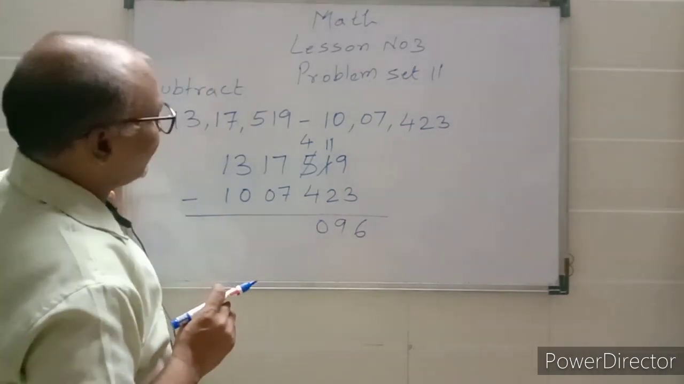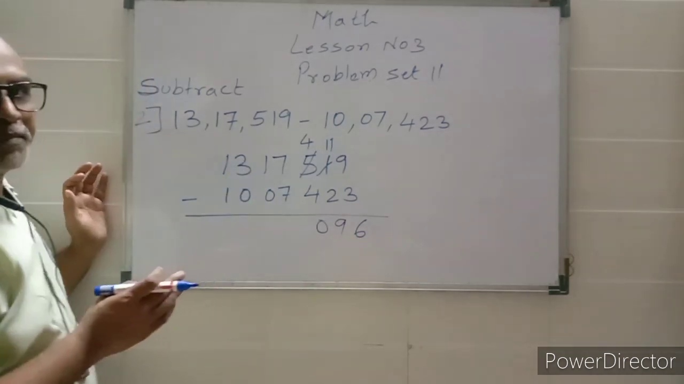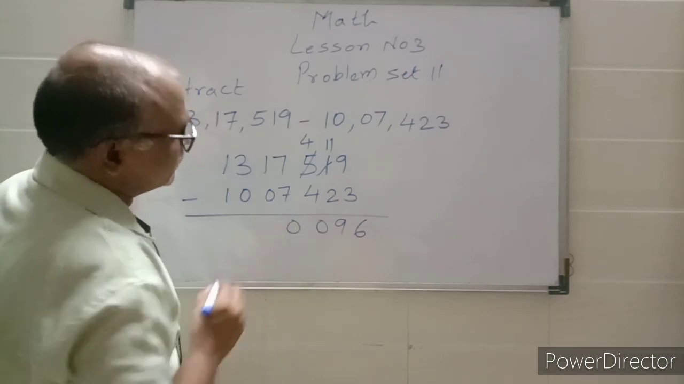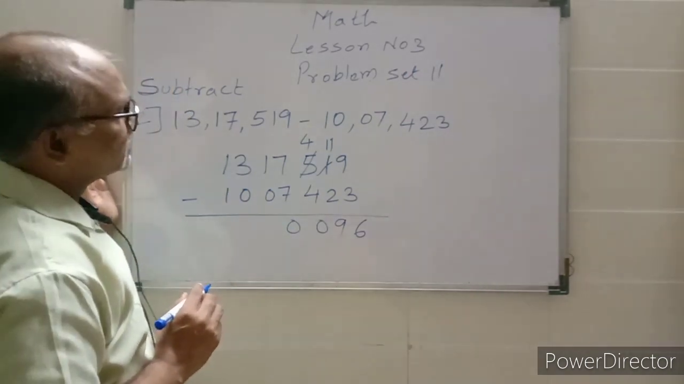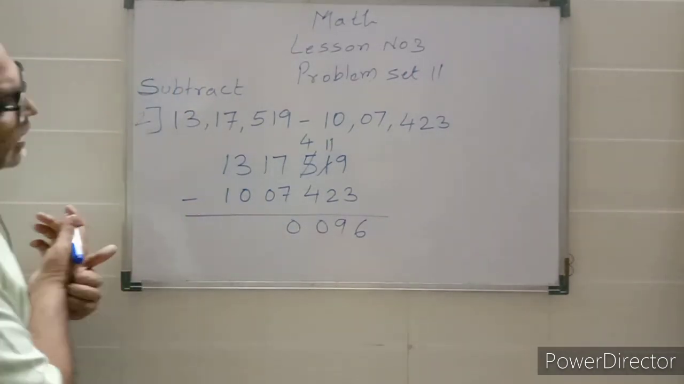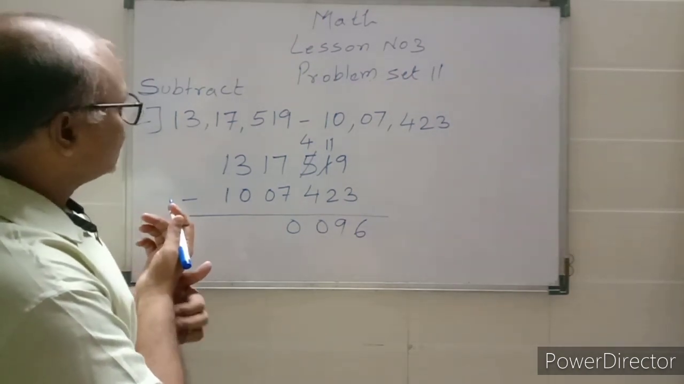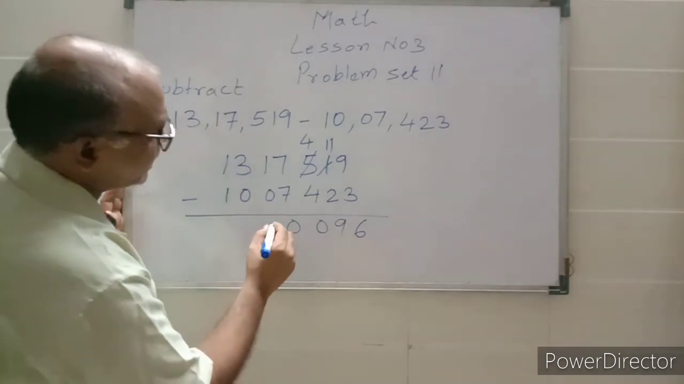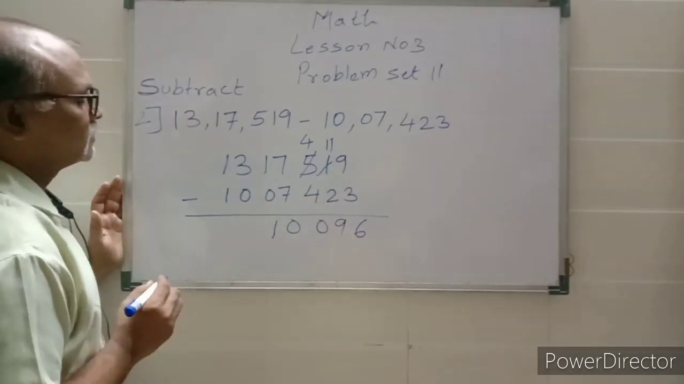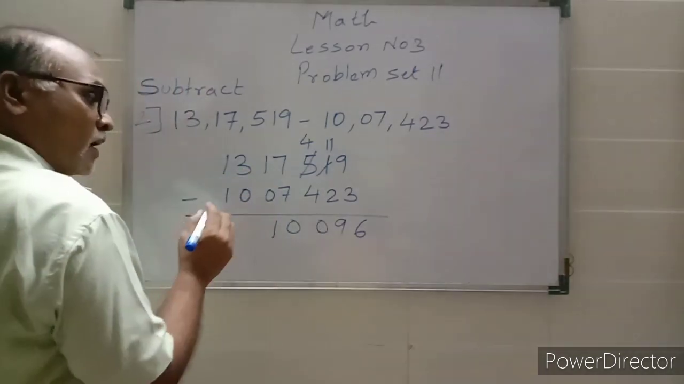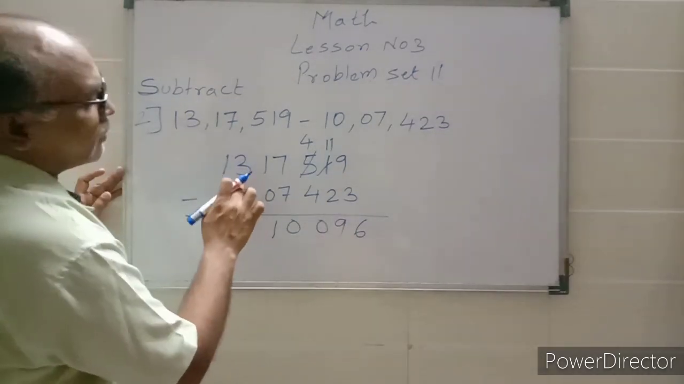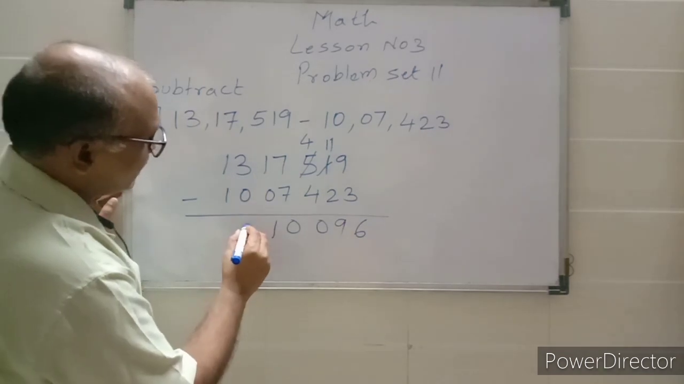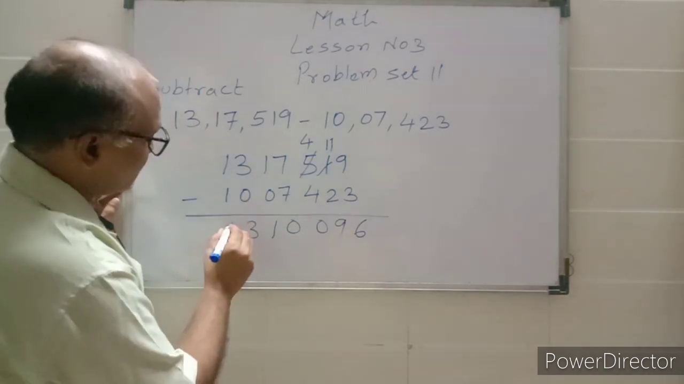Now in the thousands place, in the upper number as well as the number below, we have 7. 7 minus 7 is 0. Now in the 10,000s place we have 1, and the digit in the number below is 0. 1 minus 0 is 1. Now in the upper number we have 3 and the number below we have 0. 3 minus 0 is 3 and 1 minus 1 is 0.